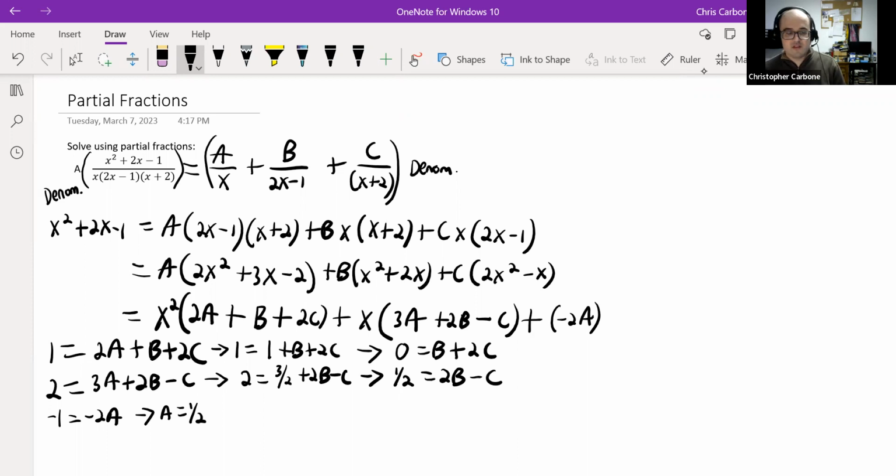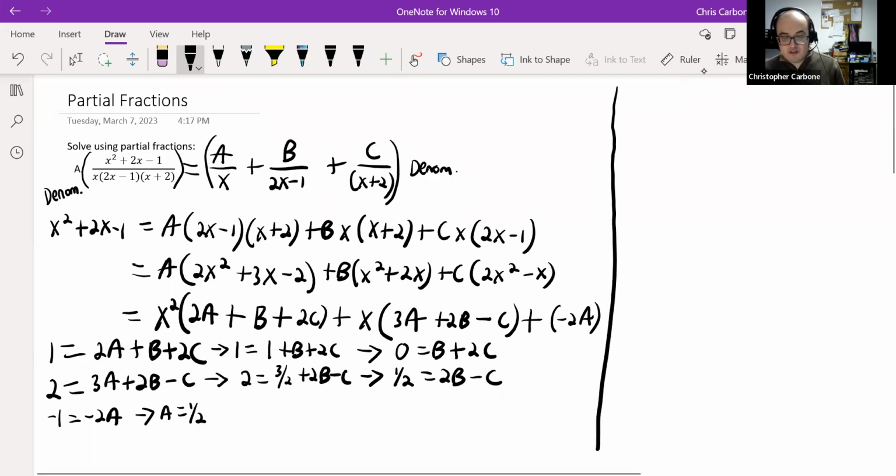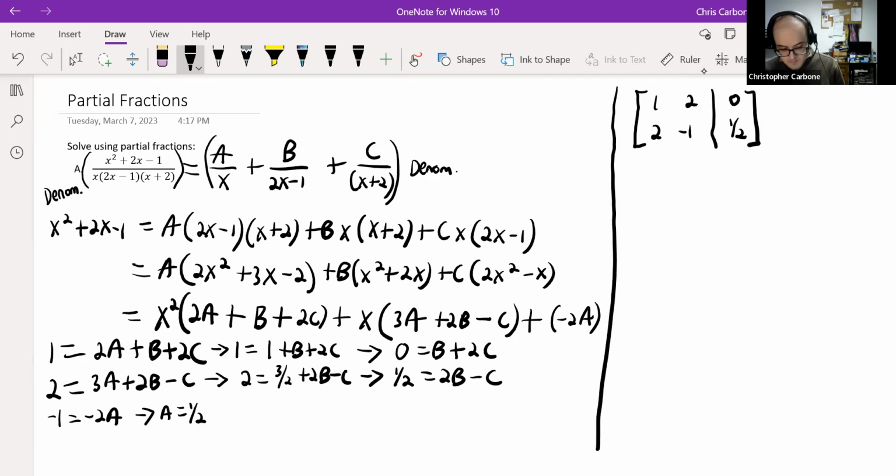You could certainly do so just as a linear system. I'm going to write them as a matrix. So let me do that here on the right-hand side. Writing this system as a matrix, this will be 1, 2, 2, -1, and it'll be augmented with 0 and 1/2. To solve this matrix now, we are going to take -2 times the first row plus the second row in order to solve it.